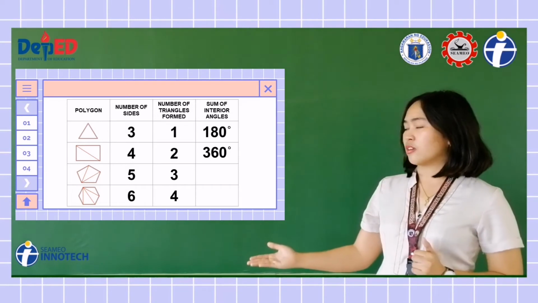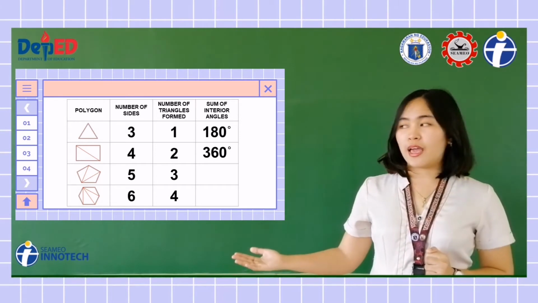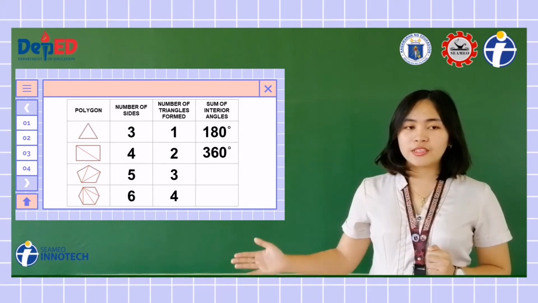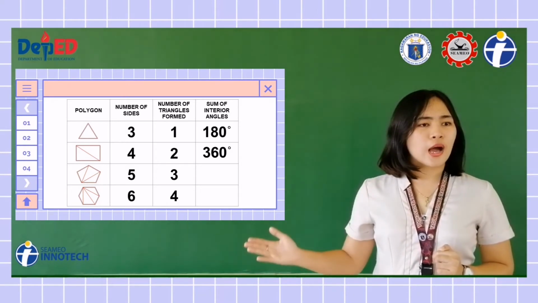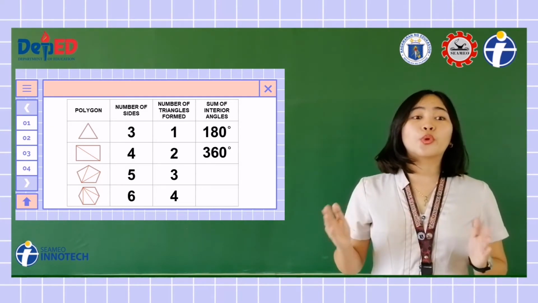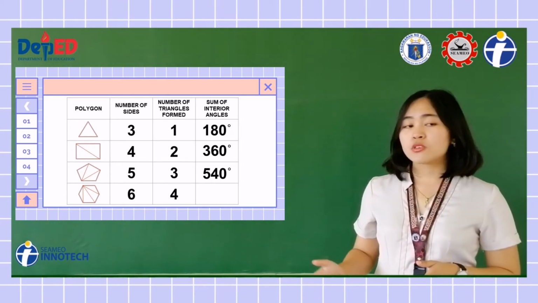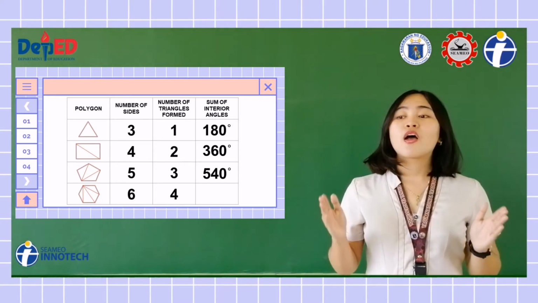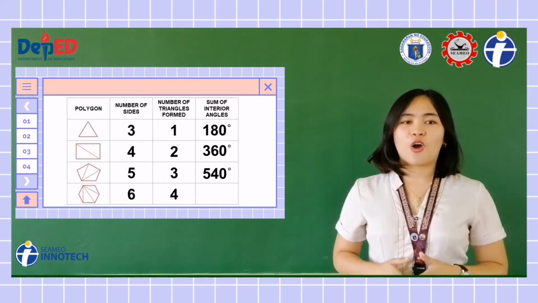Now let's proceed to the pentagon. How many sides does this polygon have? Very good. 5. Now, how many triangles does it have? Very good. We have 3. Now, what is the sum of the measures of the interior angles of a pentagon? Okay, very good. We have 540 degrees, because since it is composed of 3 triangles, 180 degrees multiplied by 3 is 540 degrees. Okay, very good.